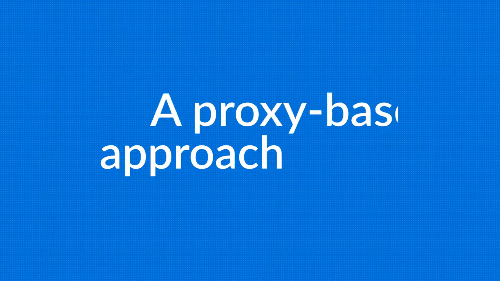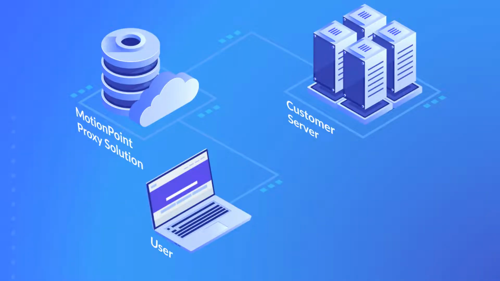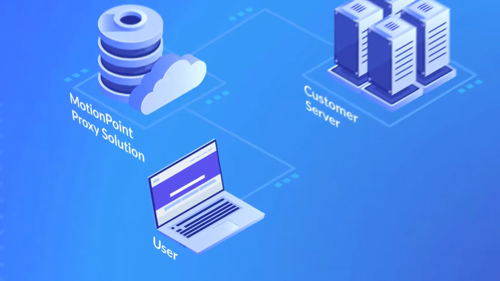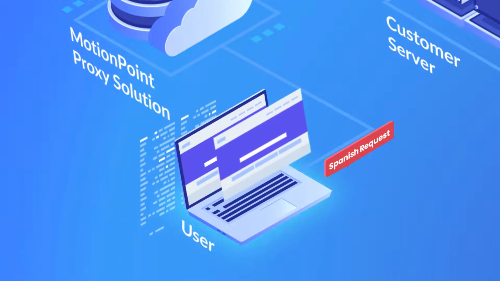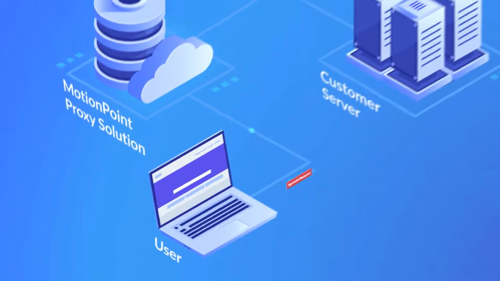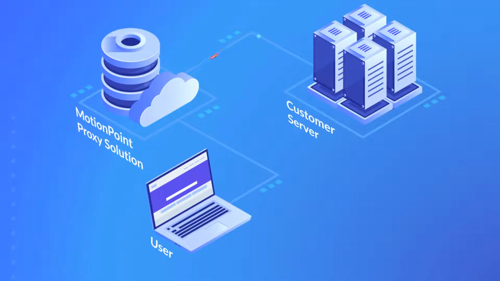With MotionPoint's solution, translated websites operate the same way, but MotionPoint's server sits between the end user and your server. When the user accesses a page on your localized website, their request goes to MotionPoint's proxy technology, which sends the page request on to your website's backend. Your server delivers content in its origin language like it always does.